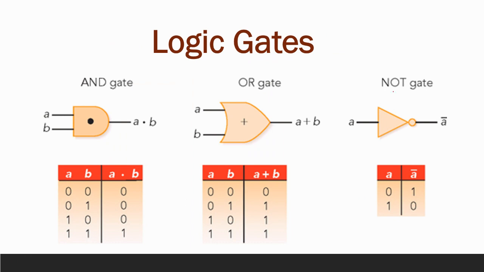The NOT gate is represented by a triangle with a tiny circle indicating the output. Similarly, the NOT Boolean logic, the NOT truth table, and the NOT gate interchangeably represent each other.